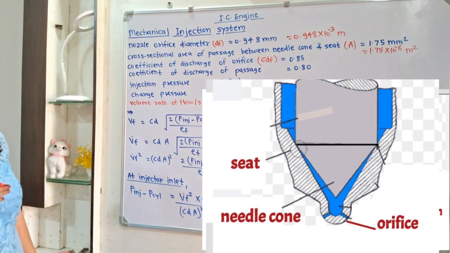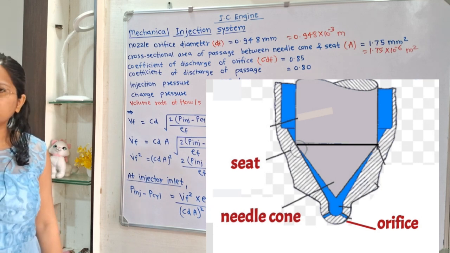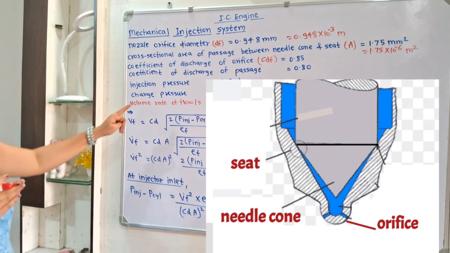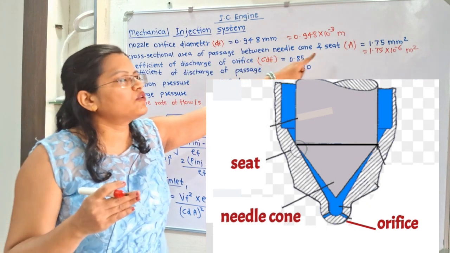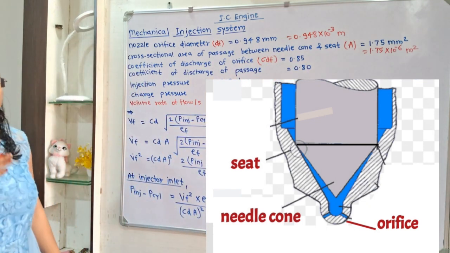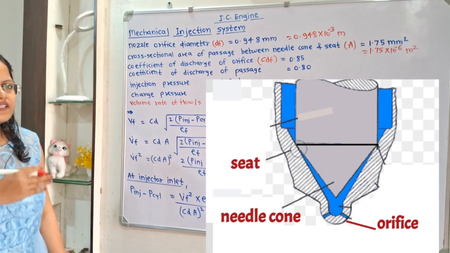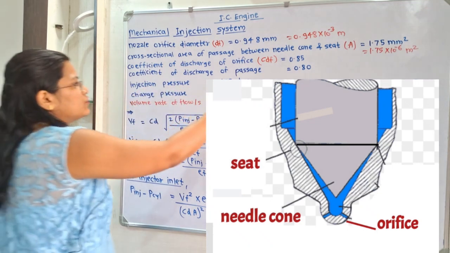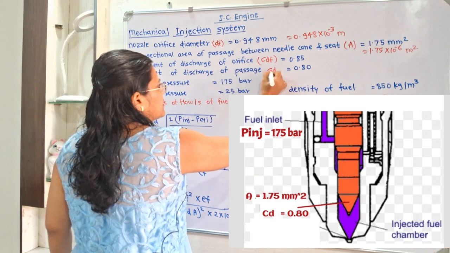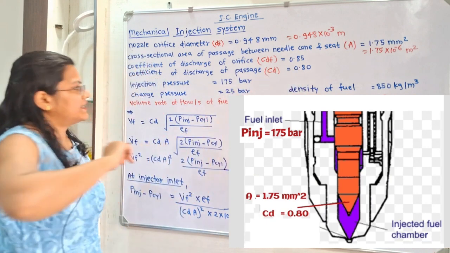Then the coefficient of discharge of the passage. What is this passage? This is the passage between needle cone and seat. So this is the information at the injector inlet. We will use the notation CD, and it is 0.80.